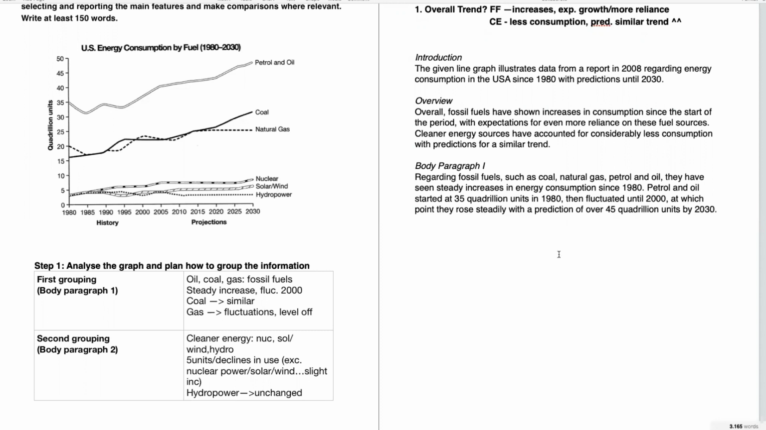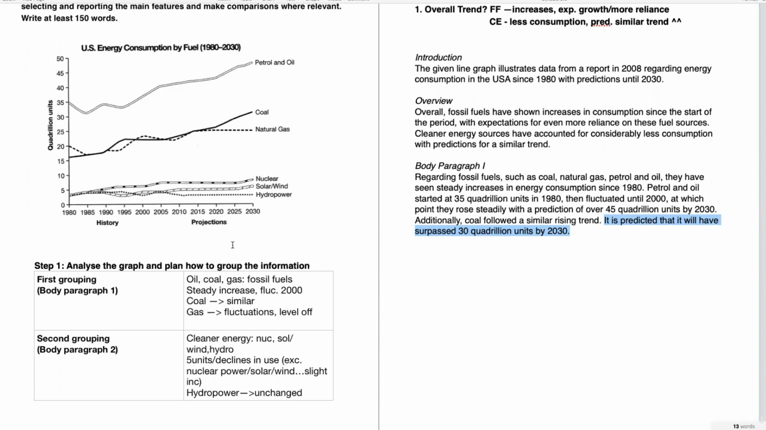So now I'm going to talk about coal. So I'll say additionally, coal followed a similar rising trend, which is what we have here in our notes. And then about that rising trend, I'll talk about the prediction, and I'll say it is predicted that it will have surpassed 30 quadrillion units by 2030. Now, this is a really important sentence, which we will talk about at the end when I go over the language used. But you see that we're talking about the future and something that will have happened by that date. So I have to use the future perfect.